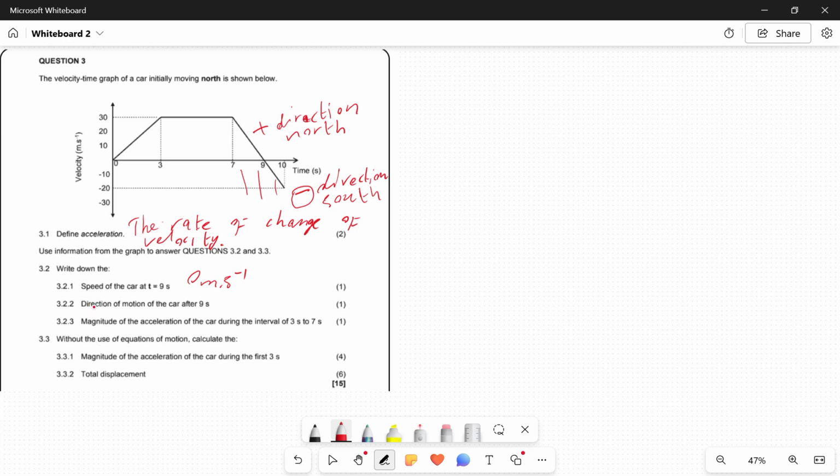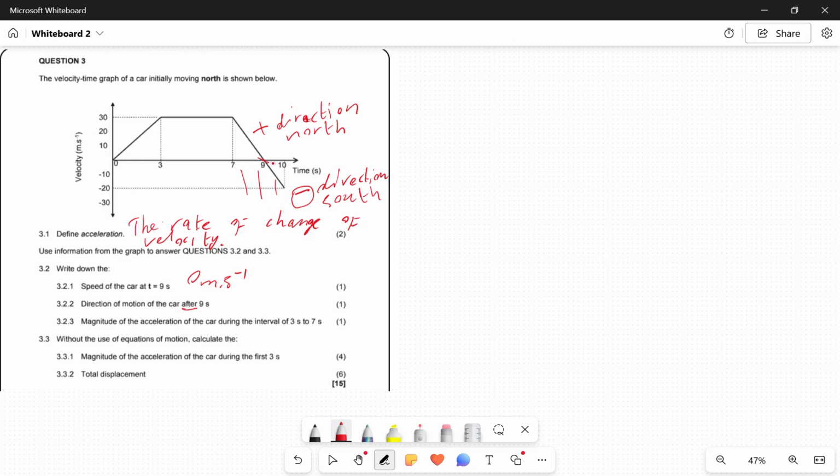Done. Now they say what is the direction of motion of the car at 9 seconds? What is the direction here, guys? Is it going north or south? The direction at 9 seconds, guys, is unknown, or we'll just say stationary. Okay guys, I just noticed something here. I made a mistake. They didn't say what is the direction of motion of the car at 9 seconds, because that wasn't going to make sense. But they said after 9 seconds.